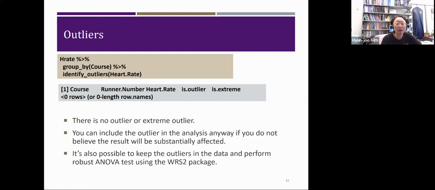Assume there is an outlier. We can include the outlier in the analysis if we believe the results will not be substantially affected. Or we can use an ANOVA test using the WRS2 package to keep the outliers in the data and perform a robust ANOVA test. In other words, if we see outliers substantially affect the results and these outliers are not typos and are somewhat important data points, we can run the ANOVA test using the WRS2 package.